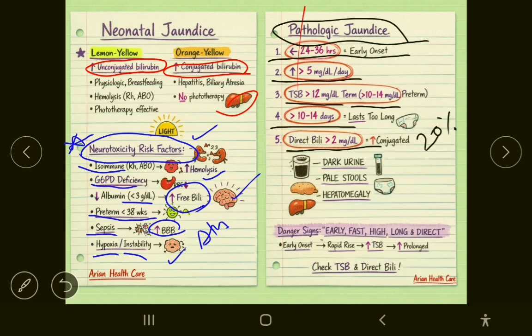The baby has dark urine, pale stools, and hepatomegaly. The key message is early onset, rapid rise, high level, prolonged duration, and direct bilirubin. These are dangerous and pathological.